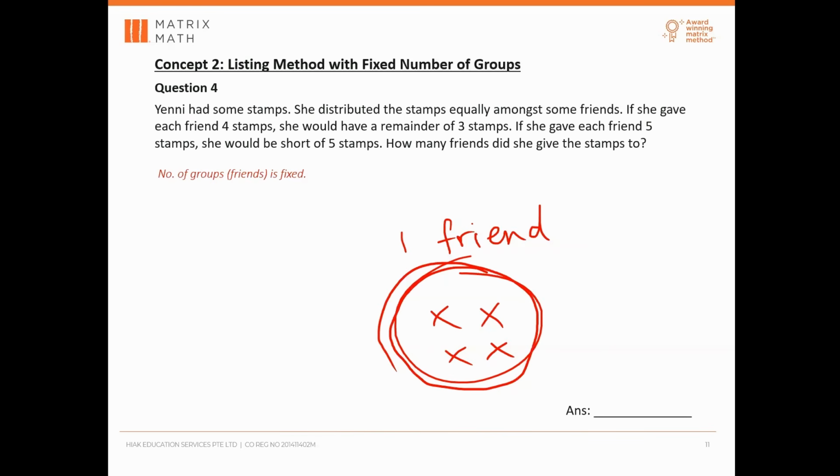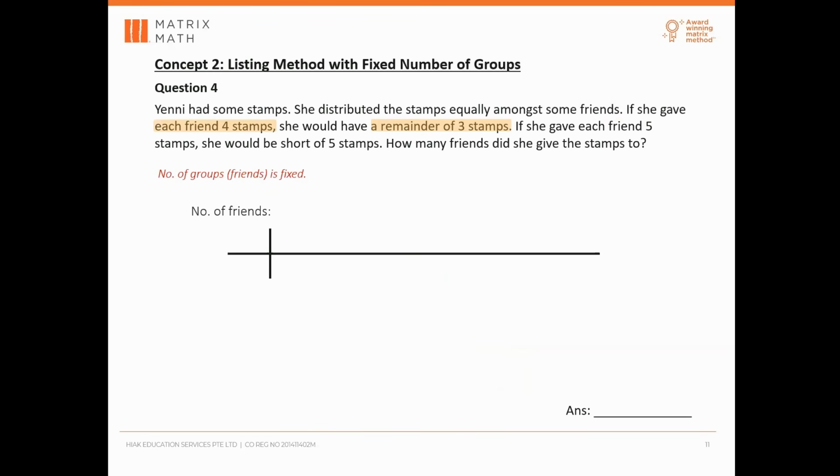Okay. So the number of friends is fixed. How do we know? Because the question said some friends. The number of friends has to be a fixed number, okay? So first scenario. Remember, if the number of groups is fixed, you need to state this number of groups, which is the number of friends in this question. So one must start with 1.